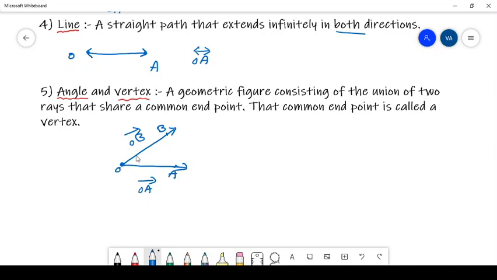So this part is called the angle. Okay, this is generally denoted as angle O, like this, angle O. Angle means a geometric figure consisting of the union of two rays that share a common end point. అంటే ఈ టూ రేస్ ఏవైనా తీసుకొని కామన్ ఎండ్ పాయింట్ ఉన్నప్పుడు కామన్ పోర్షన్ ఏదైతే ఉంటుందో దట్ ఈస్ కాల్డ్ ద యాంగిల్. దట్ కామన్ ఎండ్ పాయింట్ ఈస్ కాల్డ్ ఏ వర్టెక్స్.